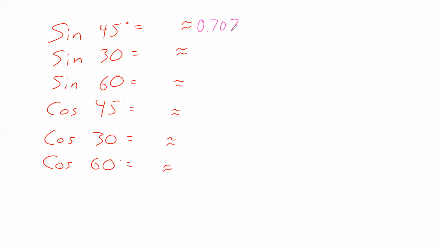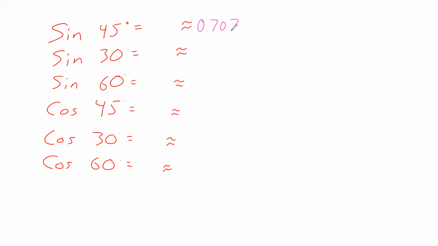Now, if you didn't get 0.707, there could be a couple different issues. If you got 0.85, that means your calculator is in radians. Again, you should try this on both your calculator and your cell phone. Make sure you can get these correct values. But 0.707 would be the correct answer for degrees.